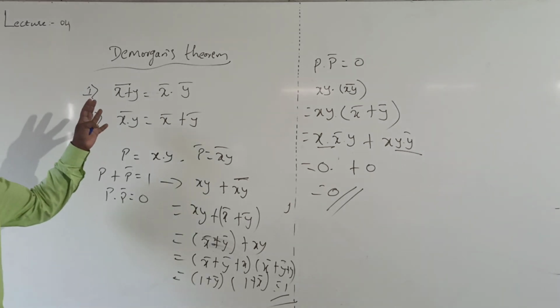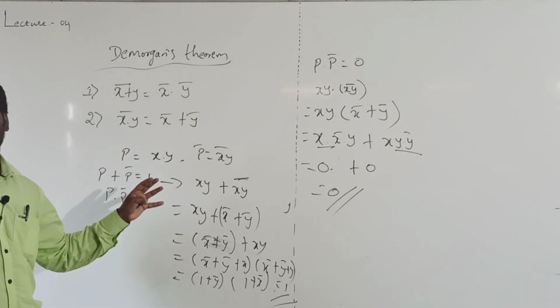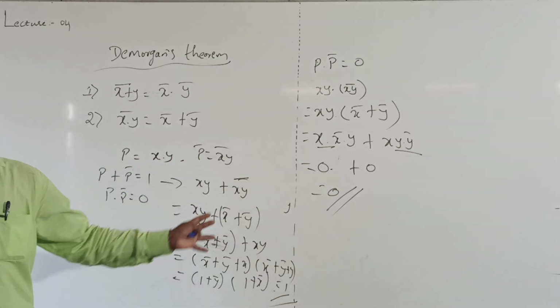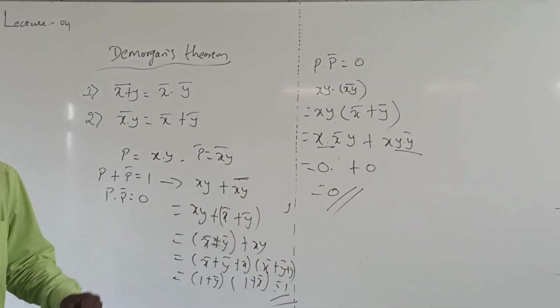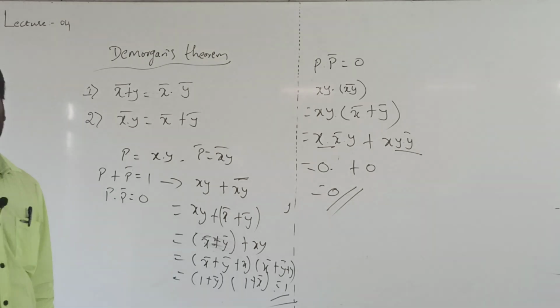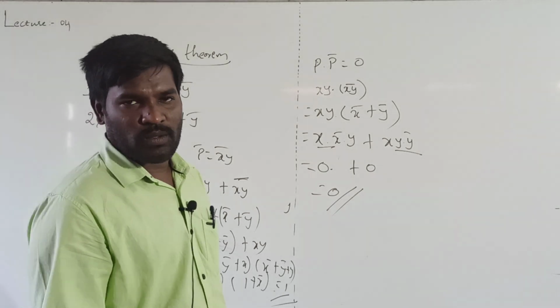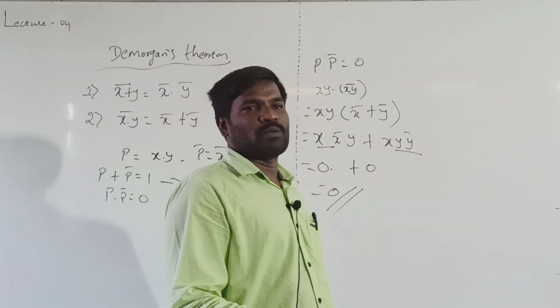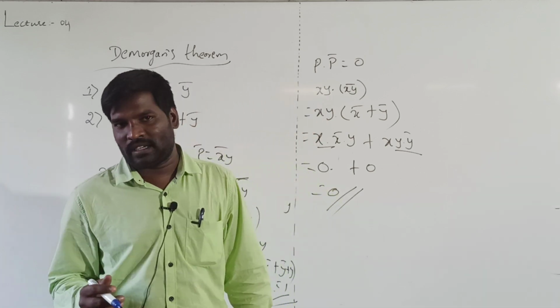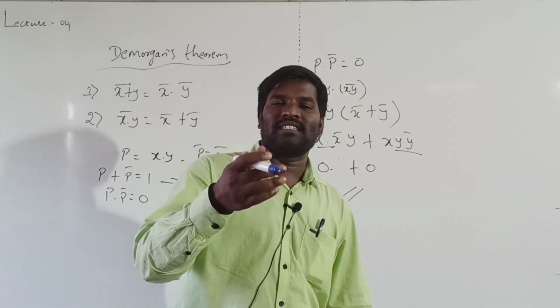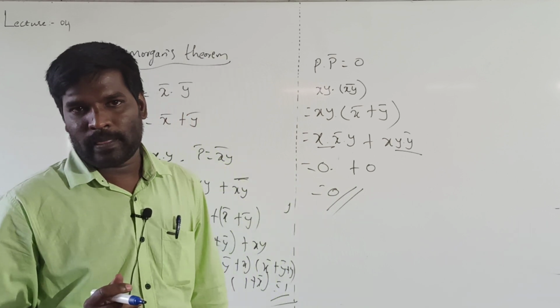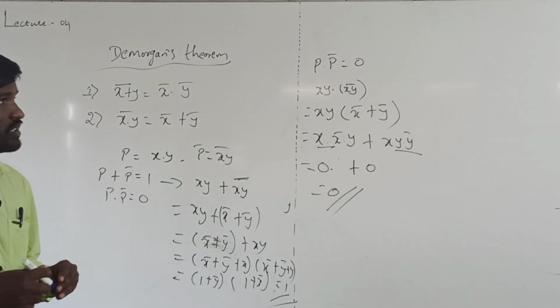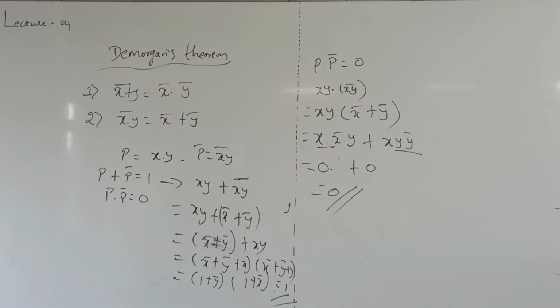Okay. If you know the first theorem proof, easily you can solve the second one. There is no difference in that. Okay. So every time you can apply the distributive law. After applying the distributive law, you will get 1 plus variable. So 1 plus variable is equal to 1 only. Okay. Then using truth table.